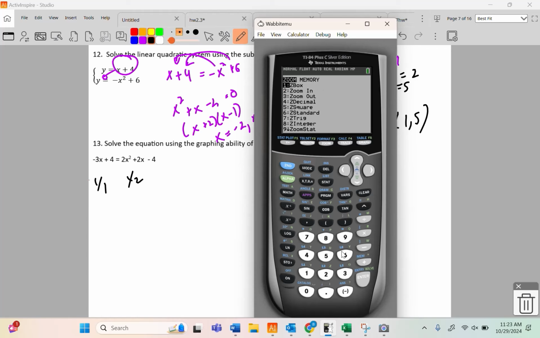Anyways, I typed it all in. Now I'm doing a Zoom 6. And I've got two answers, but one of them's up here. So I'm going to look up. I'm going to go to Y max and, I don't know, 20. I figured 20 will do it. Hit the graph key.